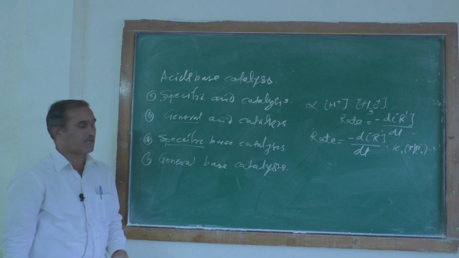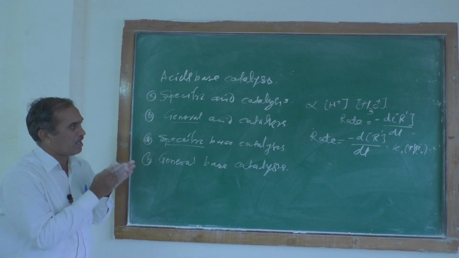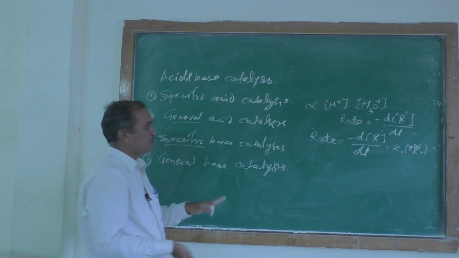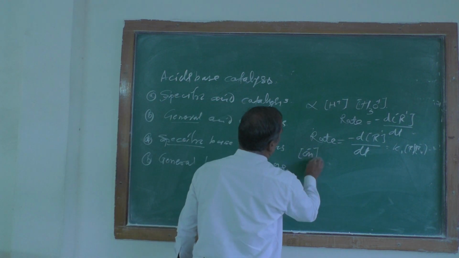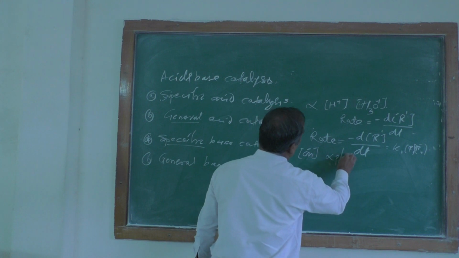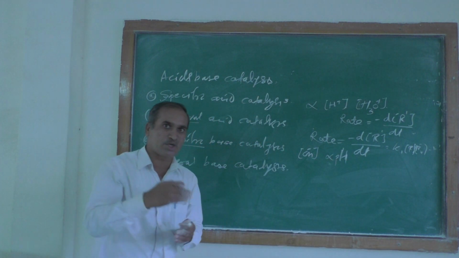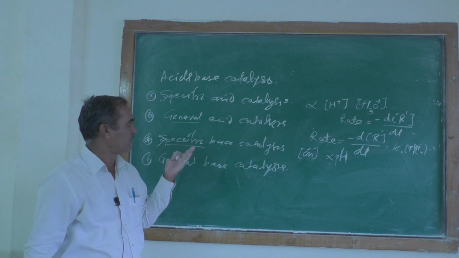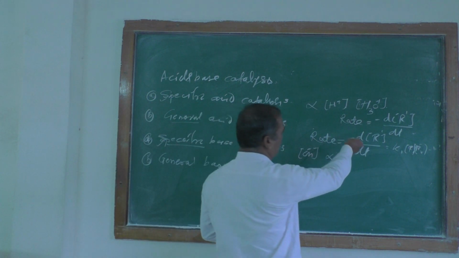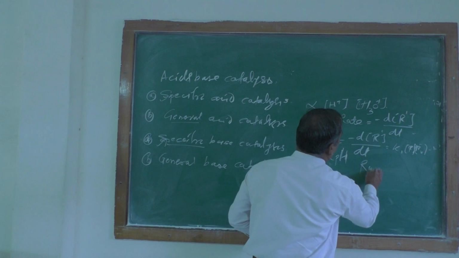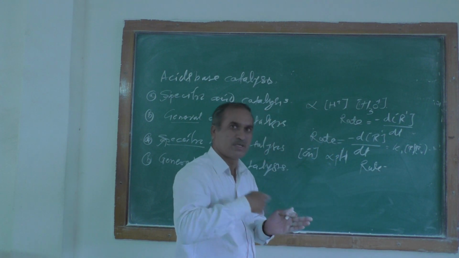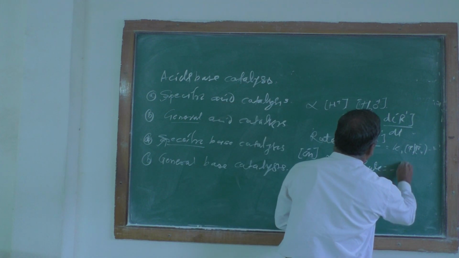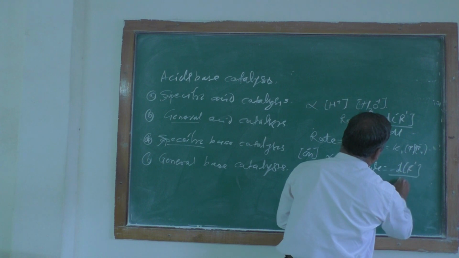Similarly, what is specific base catalysis? Specific base catalysis is again directly proportional to the concentration of the hydroxyl ion, OH minus, or it is directly proportional to the pH. When the pH increases, the rate of reaction also goes on increasing. That type of thing is called specific base catalysis. Again the rate of reaction remains the same: as time goes, the rate goes on decreasing, and therefore it is found to be minus d[R']/dt.